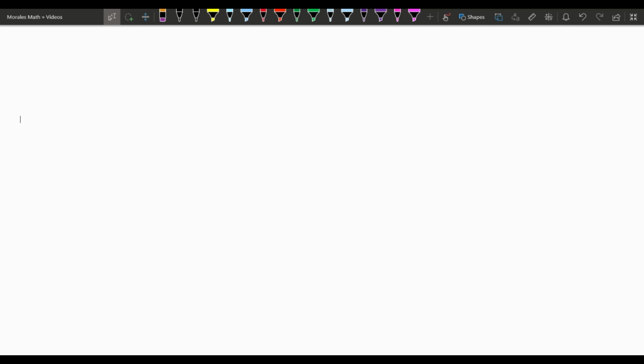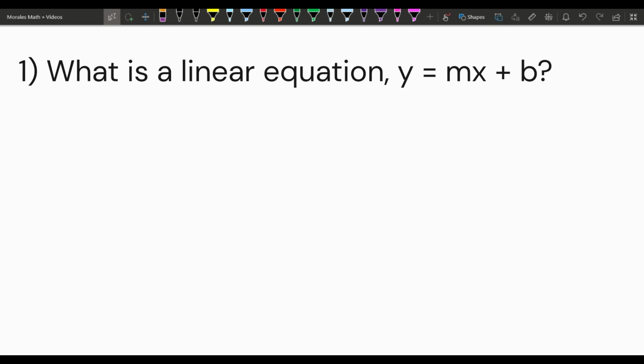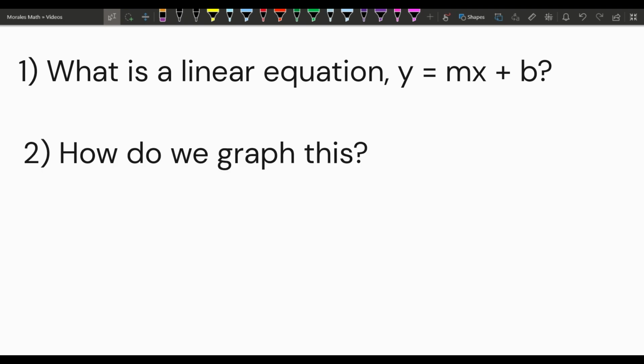Hi everyone. So we're going to go ahead and first discuss what is a linear equation, y equals mx plus b, and how do we graph this? And lastly, we're going to do some examples. So let's go ahead and get started.